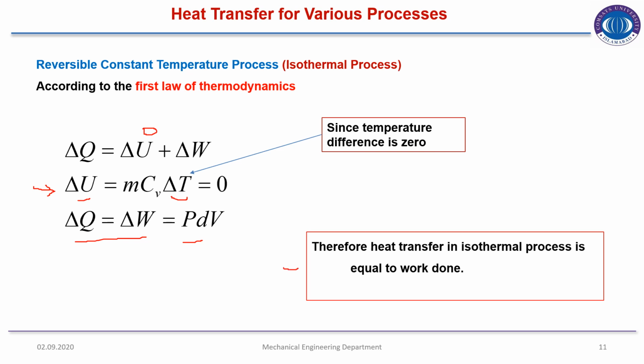The statements which are written in the red box are very important. Usually they are asked in the MCQ portion of the examination, that what is the value of heat transfer in isothermal process, and there will be 4 options written and you have to select the right one. So the heat transfer in isothermal process is equal to work done. I have highlighted this information to make sure that you know that it is an important statement.